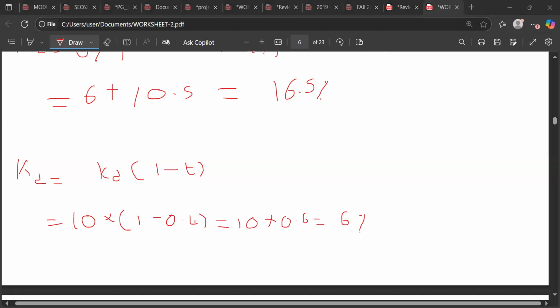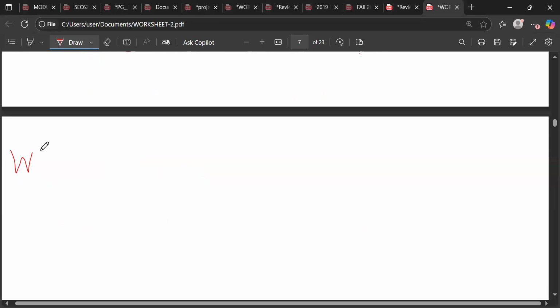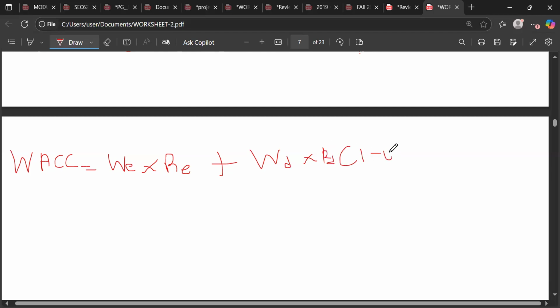So with the after-tax cost of debt calculated, and since we're already given the weights, we now need to find the WACC. Our WACC formula, weighted average cost of capital, is the weight of equity, the proportion of equity, times the return on equity, plus the proportion of debt, the weight of debt, times the return on debt after tax.